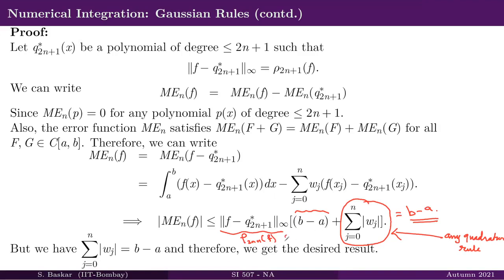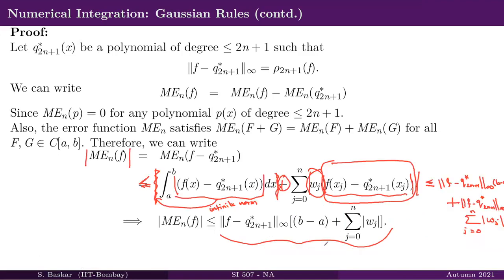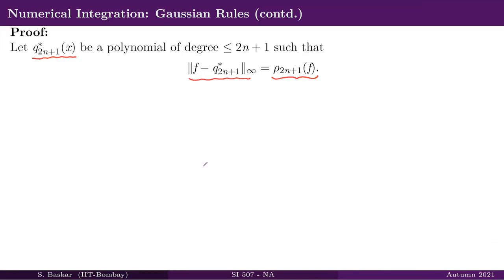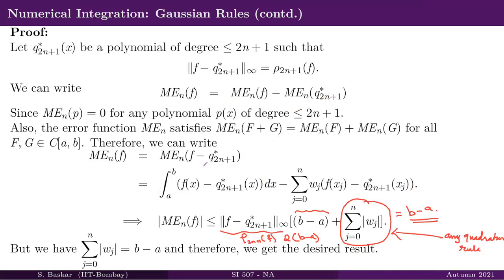And there are 2 times (b minus a), and this is precisely what we want to prove as the estimate for our mathematical error involved in the Gaussian quadrature rule. And this completes the proof.